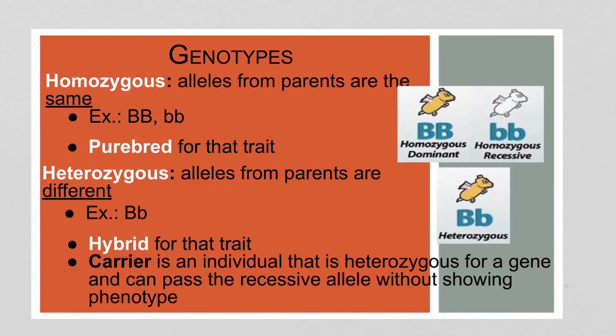The word heterozygous, hetero, is opposite or different. Heterozygous means that the alleles from the parents are different, meaning, in the case of simple inheritance, one is dominant and the other is recessive. And so that's what you see here with a heterozygote.